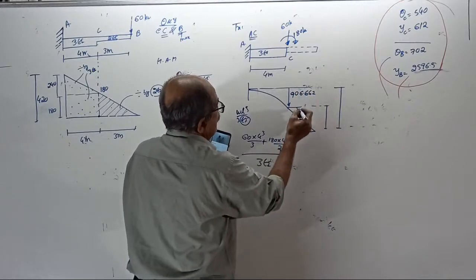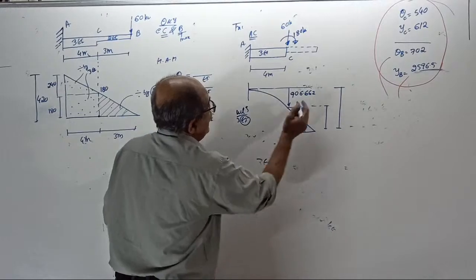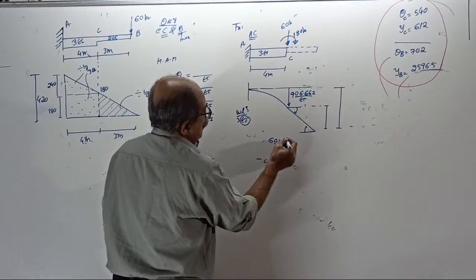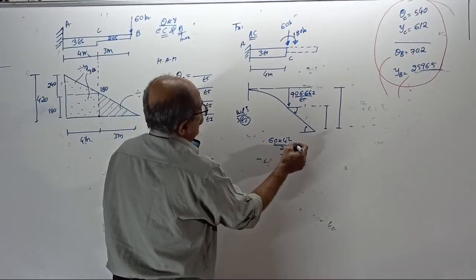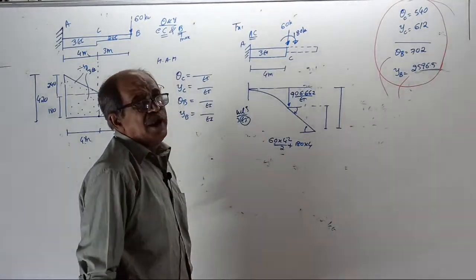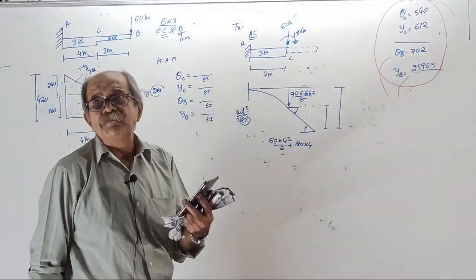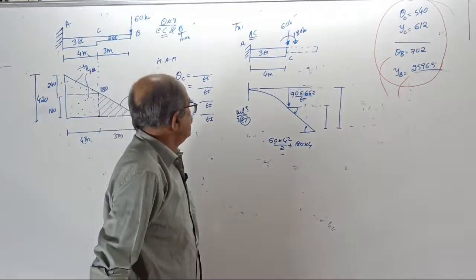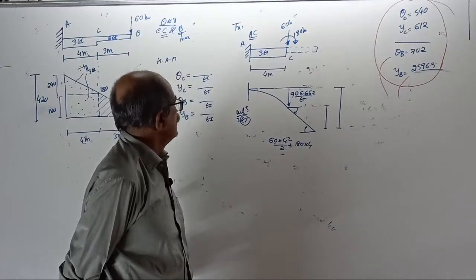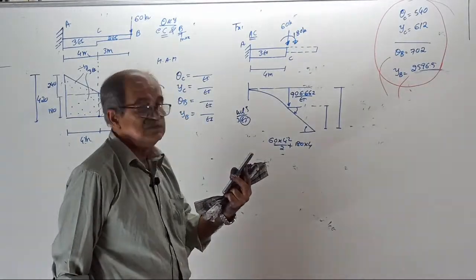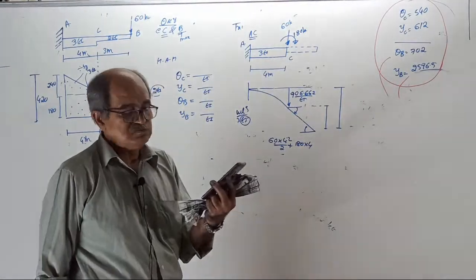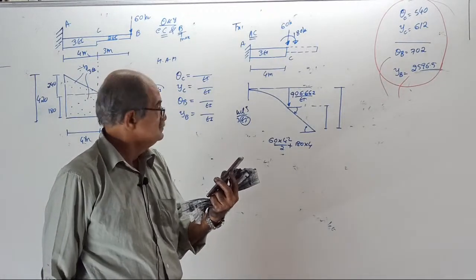667. Okay, slope. Tell the slope by EI. Slope is 60 into 4 square by 2 plus 180 into 4, answer without EI. WL square by 2 for point load, ML for couple. Slope is 60 into 4 square by 2 plus 180 into 4. Answer. Fast. Slope.